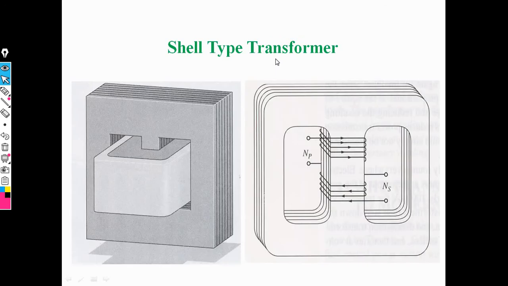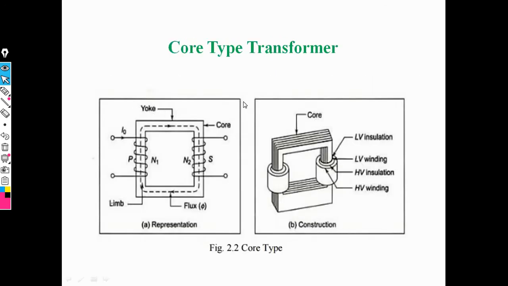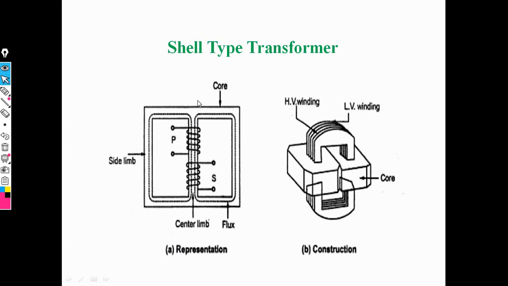Here is the core type transformer. This is the circuit diagram of the core type transformer. This is the shell type transformer here. This is the difference between core type transformer and shell type transformer.